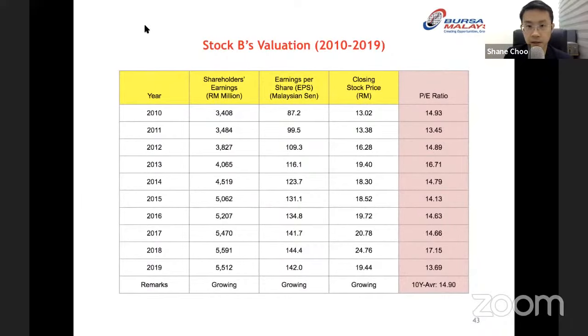All right. So that is how you approach investing lah. So in your assessment, how do you react to special dividends?